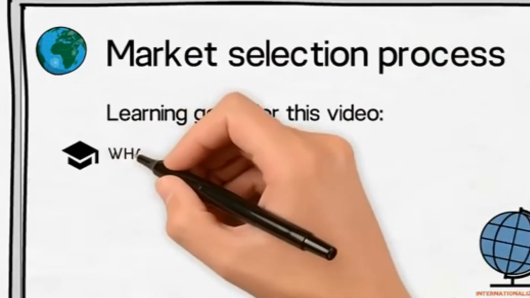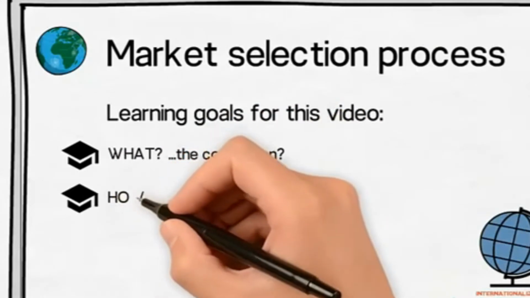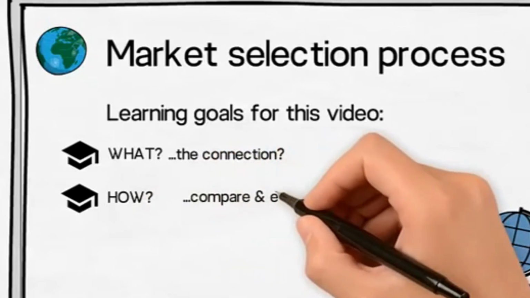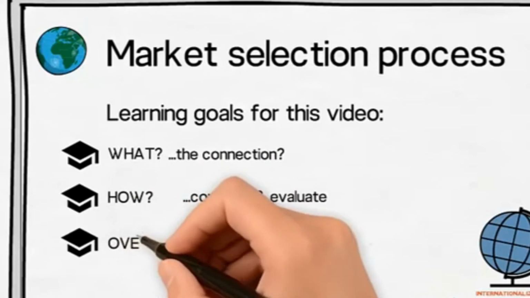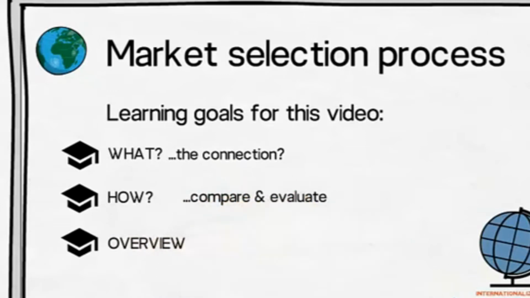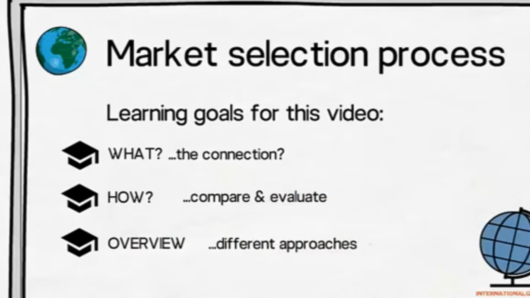Firstly, we will address what the connection with the rest of an organization's internationalization process is. Secondly, we will look at how we can compare and evaluate different countries or markets so that we're able to make an informed choice of which one to select. Finally, since no two organizations are the same and they behave very differently, we will provide an overview of some different approaches to a market selection process.